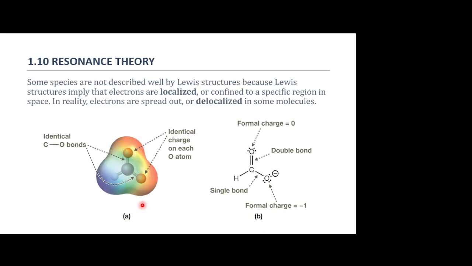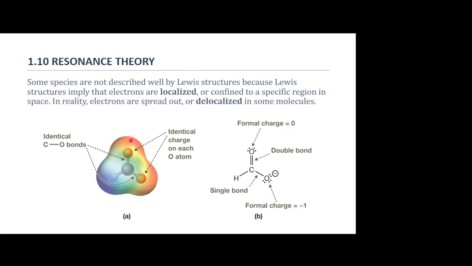Okay, so let's talk about localized and delocalized electrons. Hopefully that's a little familiar. Some species are not going to be described well by Lewis structures, because the Lewis structures imply that all electrons are localized and cannot shift. They're going to be confined to a specific region in space rather than being able to move around. Okay?